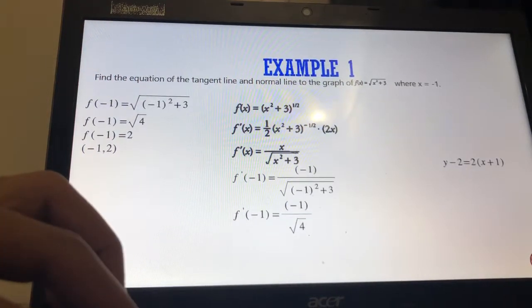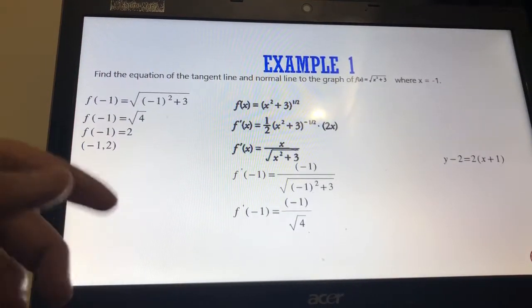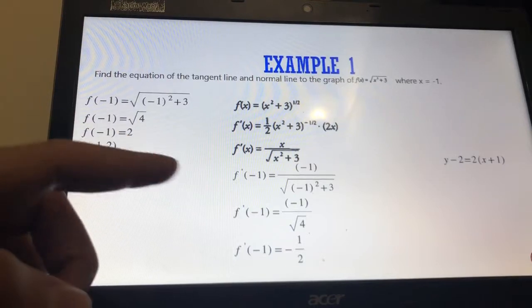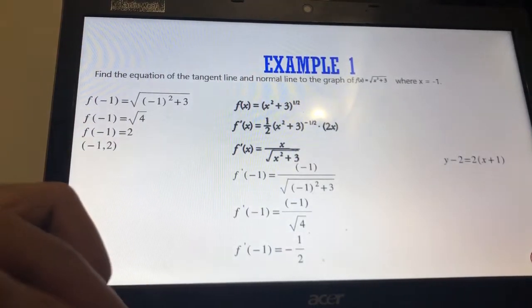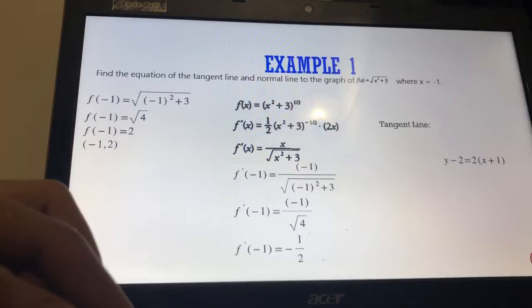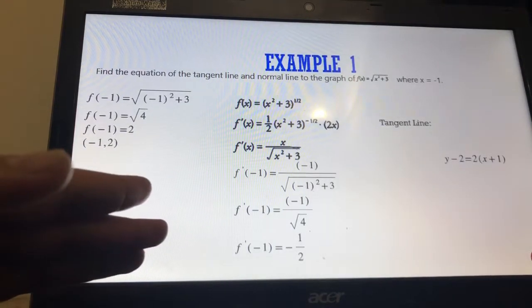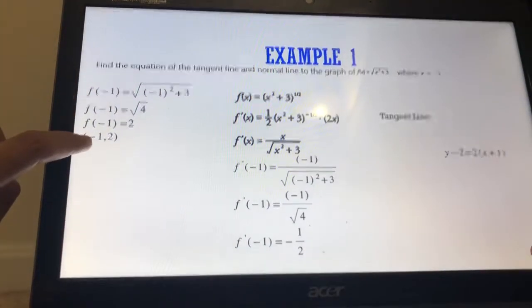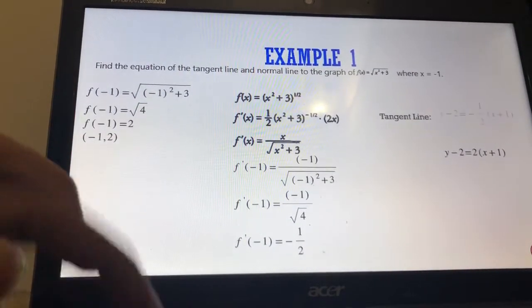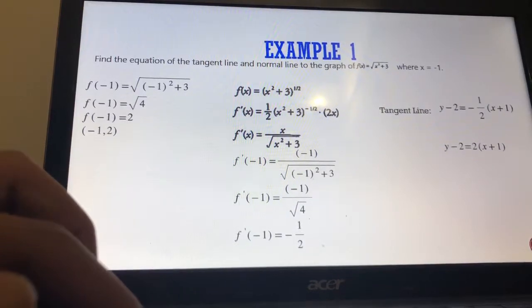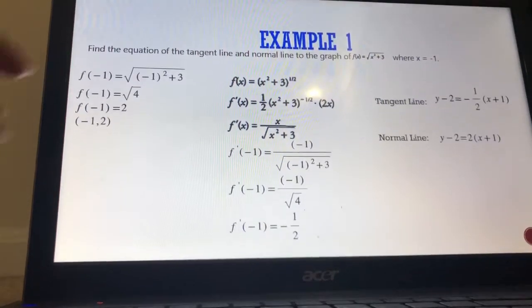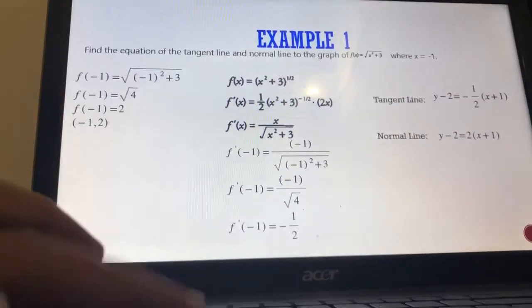And then after that, simplify. -1 squared plus 3, which would be -1 over the square root of 4, which will be -1 over 2. And then the tangent line would be just the original formula right here. So this will be the slope of it, and this will be the x, and this will be the y. So y minus 2 equals -1/2 x plus 1. And then for our normal line, it will be the negative reciprocal and the exact same thing. So -1 over 2 would become 2.